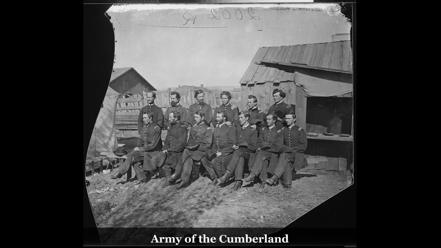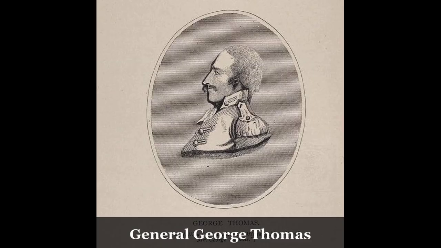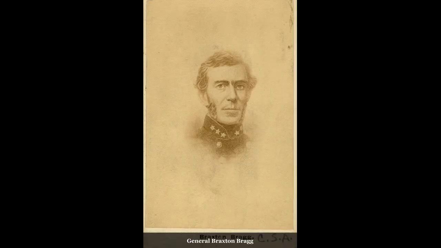The aftermath of the battle saw both armies regrouping and reassessing their positions. The Confederates, led by General Braxton Bragg, attempted to capitalize on their victory by launching a siege of Chattanooga, Tennessee, which was a crucial Union stronghold in the region. However, the Union Army, now under the command of General Ulysses S. Grant, was able to break the siege and ultimately drive the Confederates back into Georgia.